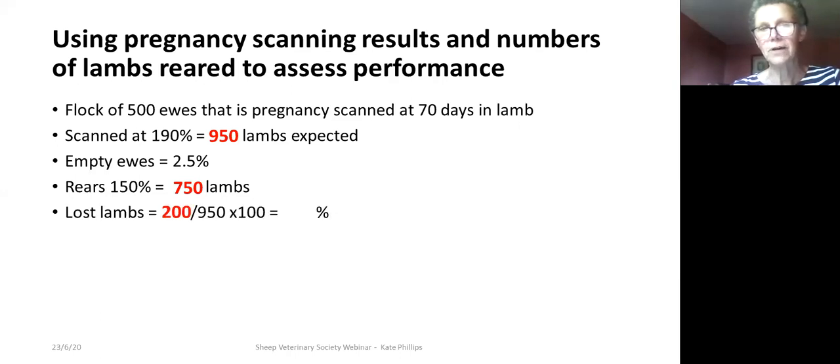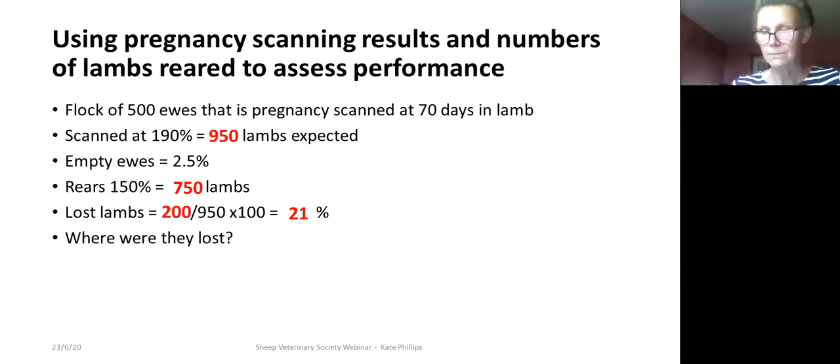So 200 divided by 950 as a percentage gives us 21% lamb losses from scanning to rearing. Now, it'd be great to think we could get everybody down to sort of 14, 15% in that, or less than that. Ideally, it'd be great to get to 10%, but very few farmers achieve that. But 21% might set alarm bells going with you when you do these calculations. You think, what's going on here? Why are the losses so high? Have we got an abortion problem? Have we got issues with tick-borne disease? It just opens up the door for that discussion with the farmer about his flock performance.